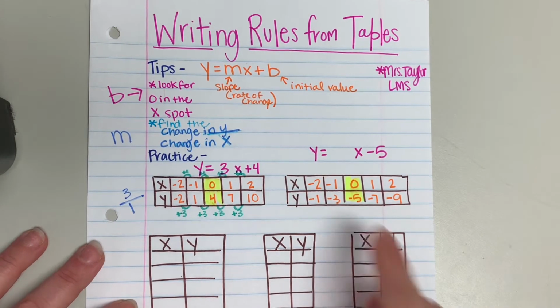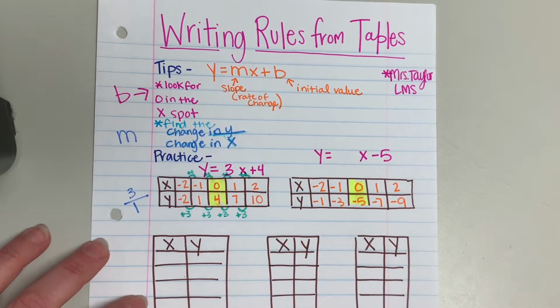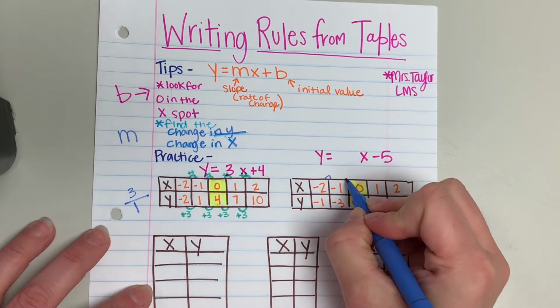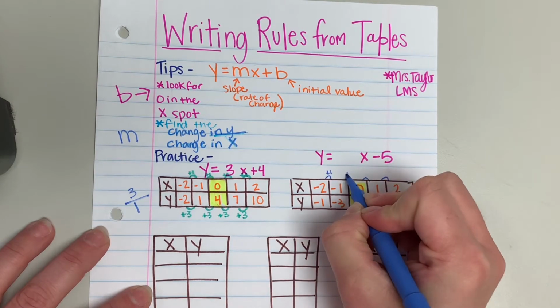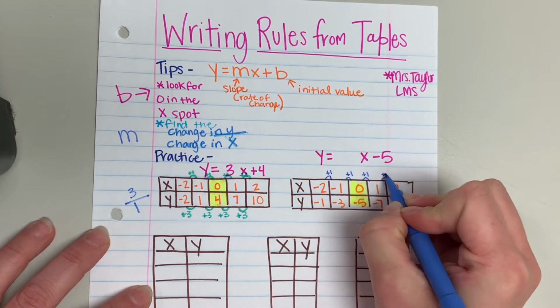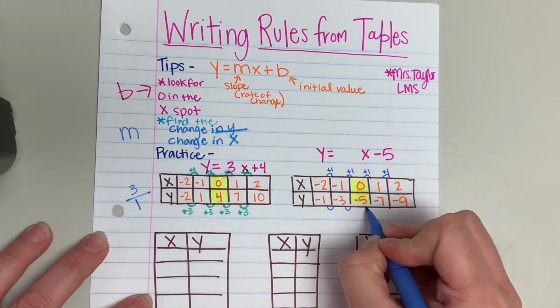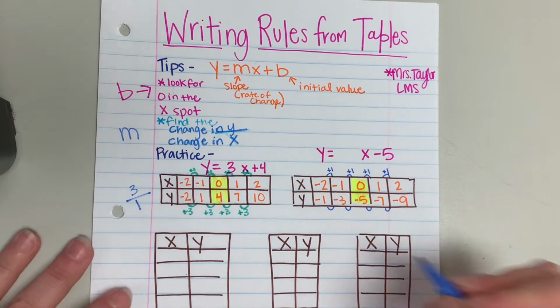Now we've got to figure out our m, our slope, our rate of change, what's happening every single time. So on the top, do your loop-de-loos. What's happening? You're adding 1 every time. Good. What's happening on the bottom? It is subtracting 2.